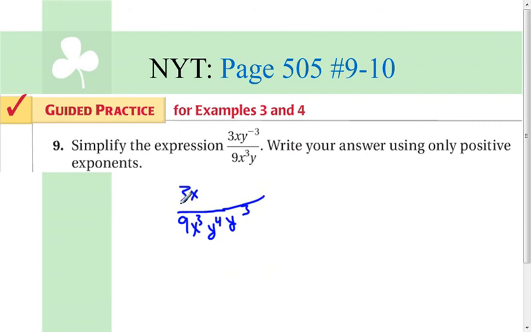So 3 over 9 simplifies to 1 over 3. This is x to the first power. This is x to the third power. So if we subtract them, one of these cancels. That's all of them up top. And one of these cancels gives me x to the second power. Down below, I've got y to the fourth times y to the third, giving me y to the seventh power. So our final answer is 1 over 3x squared y to the seventh power.